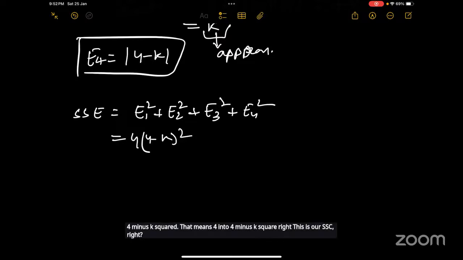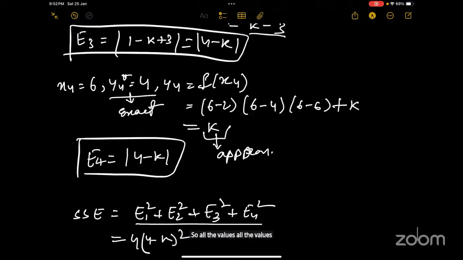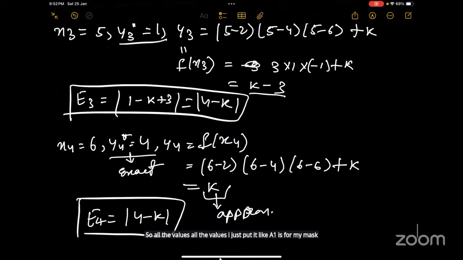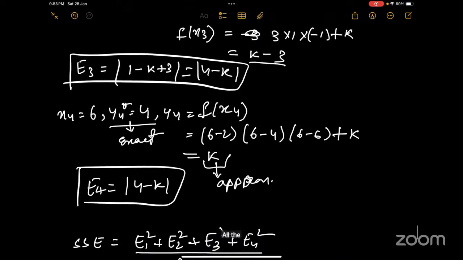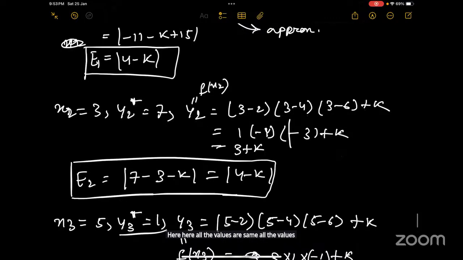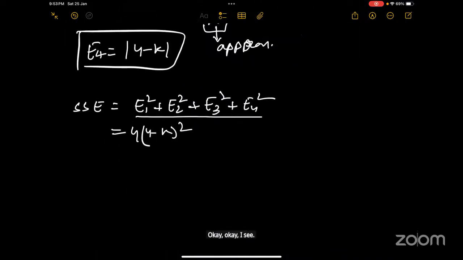Is it fine up to now, like up to calculating the SSE? Yes, ma'am. How did you calculate 4 minus k? So all the values I just put here. Like E1 is 4 minus k, E2 is 4 minus k. All the values are the same, all the values are 4 minus k. Oh, okay, I see. So in the result, we get the SSE as 4 into (4 minus k) square. Okay.